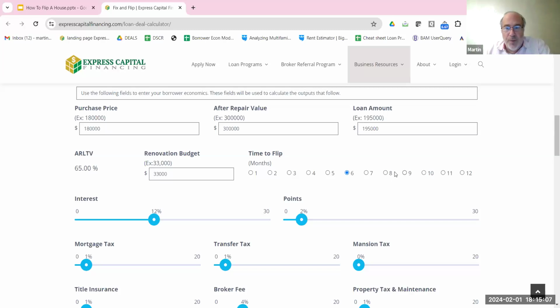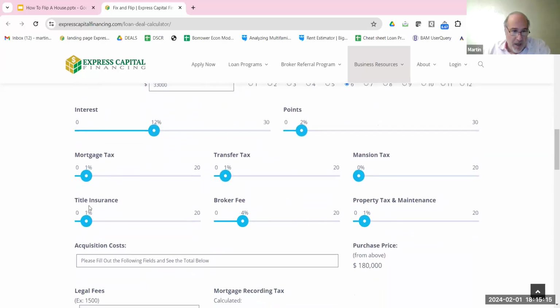Time to flip, you could put in whatever months you think it's going to take you to do it. Interest rates today are anywhere from 10, 11, 12%, typically 2 points. Everything is defaulted over here, so you may want to just leave this alone. But if you're working on a property that's over $1 million, you should put in about 1% mansion tax. And again, everything else you should leave defaulted. Broker is a realtor. So if you're ever going to sell the property, whatever that realtor is going to charge you, typically in the US, it's about 3 to 4%.